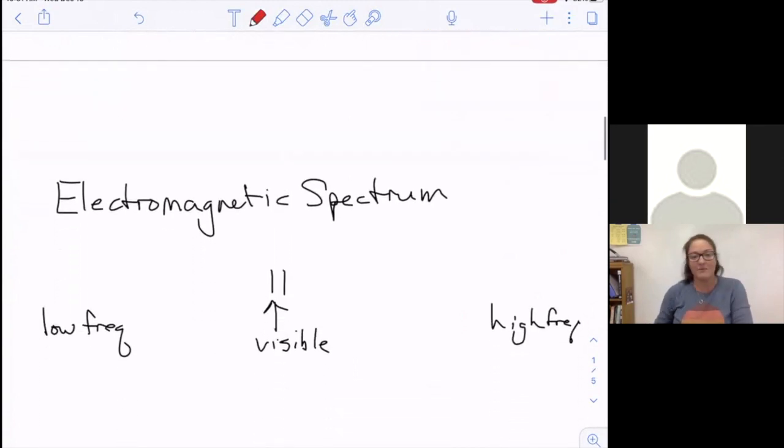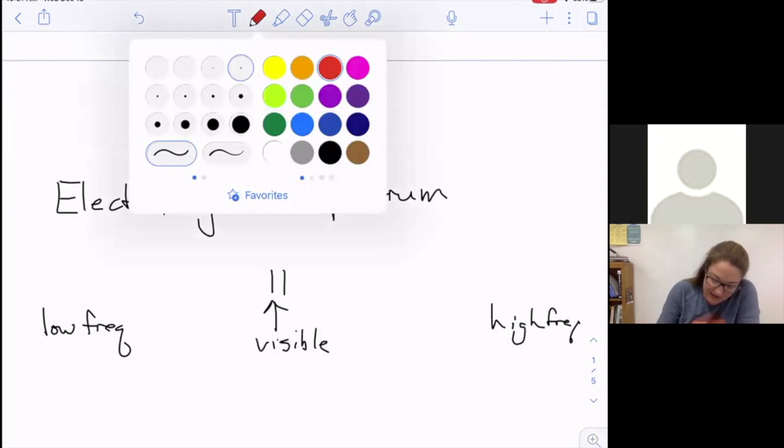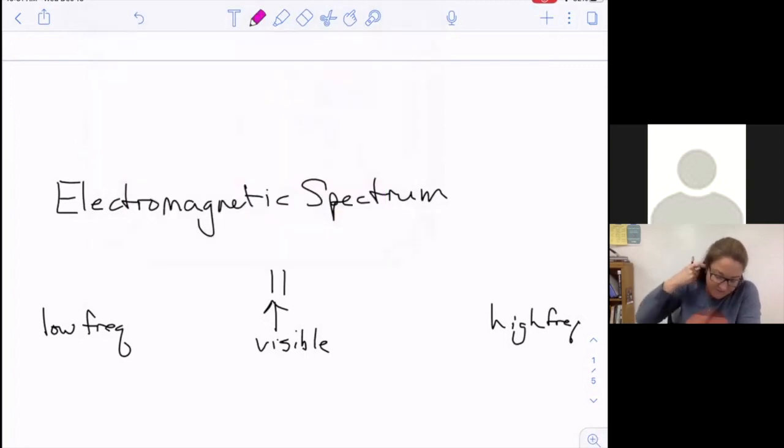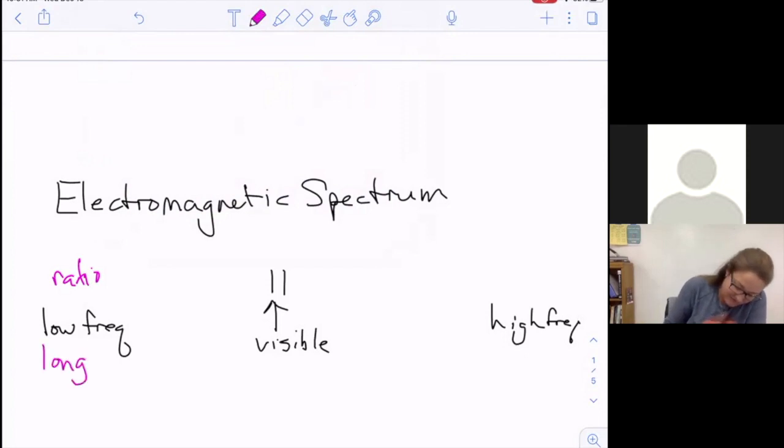Perhaps you've learned something about the electromagnetic spectrum before. This includes all kinds of waves. Like down here in the really low energy levels, the low frequency, we might have something like radio waves, which are part of the electromagnetic spectrum. If it has a low frequency, it's also going to have a long wavelength. High frequency waves, we might have something like gamma rays. Super high energy, super high frequency.